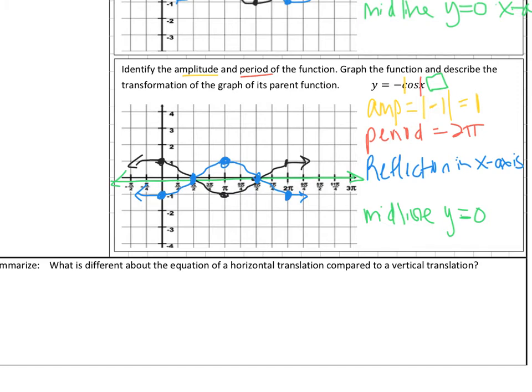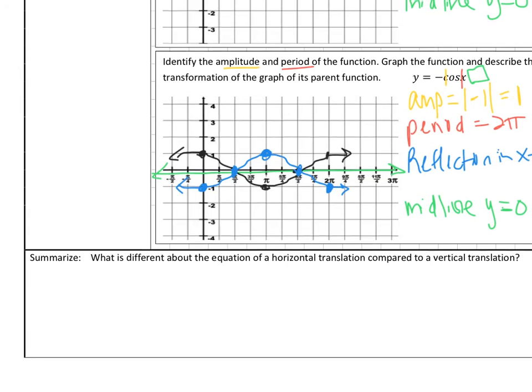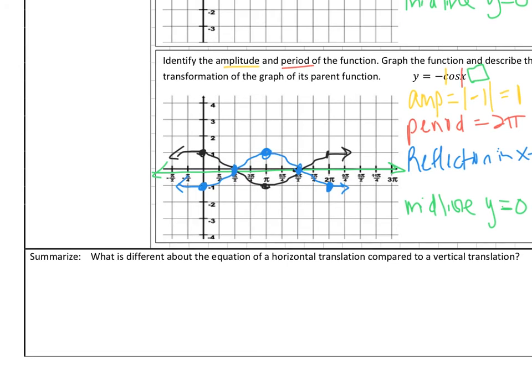It'd be great if you guys would take a minute and answer this summarizing question, just to solidify in your brain what's going on here. What's different about the equations when we're looking for a horizontal translation compared to a vertical translation? So where in the equation are you going to find that difference? So take a minute, summarize, and then check back in.